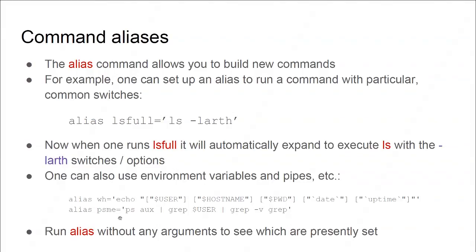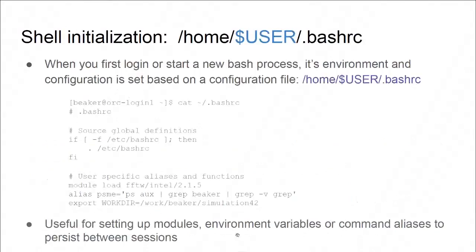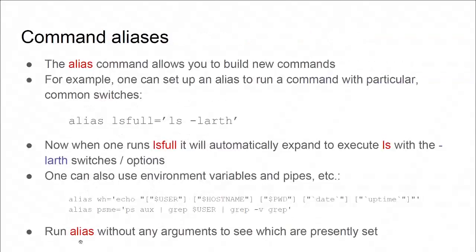Normally if you run ps by itself, it will only show you processes within your current shell. So you can make up aliases that will save you a lot of time in typing, and you'll find them pretty useful. If you want to see what aliases are set, you can run the alias command all by itself.